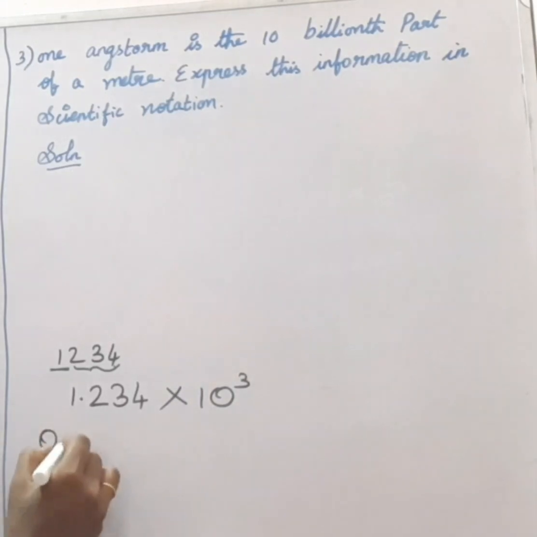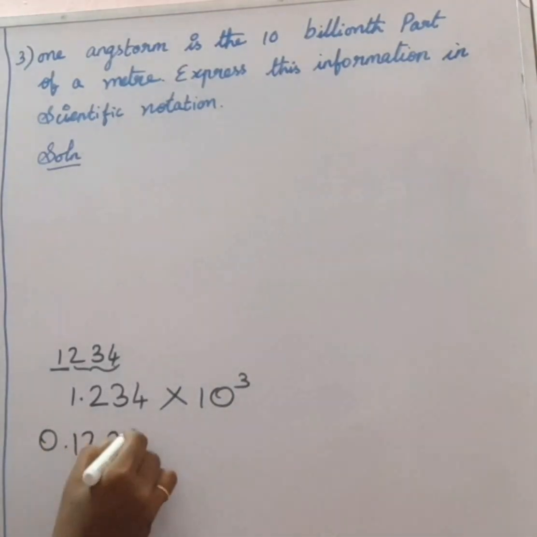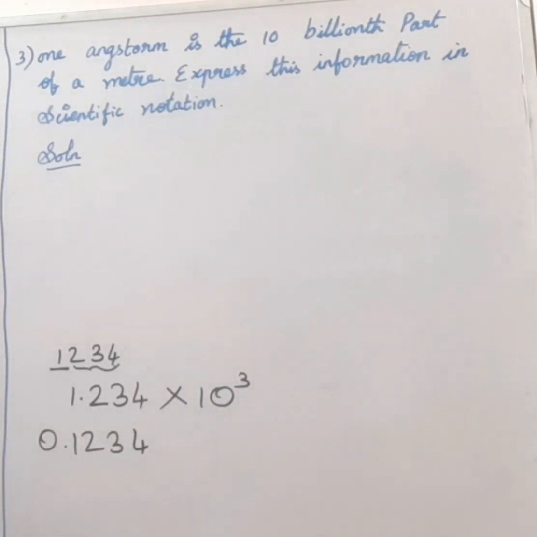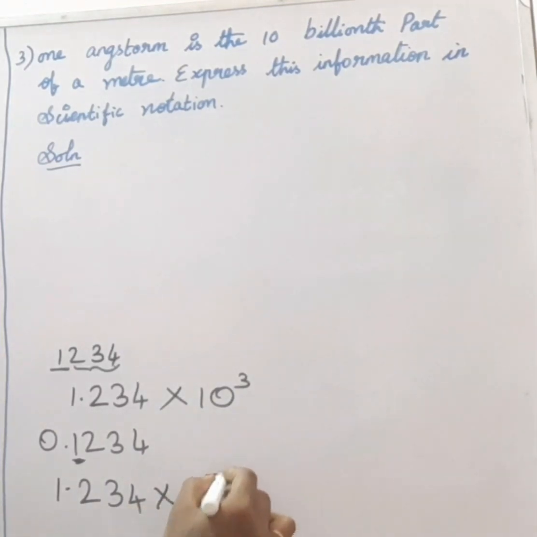If the number is given in decimal form, here also we take one digit from the decimal to the integral place. So 1.234 into 10 to the power, which must be negative. Only one digit was taken from the decimal, so it becomes minus 1.